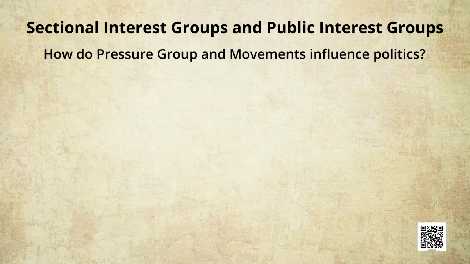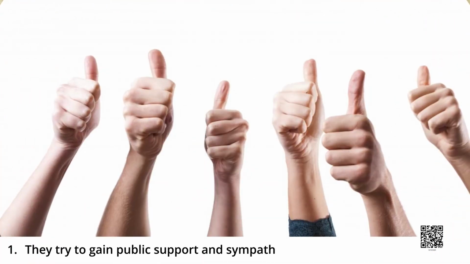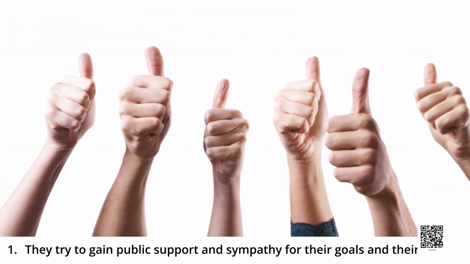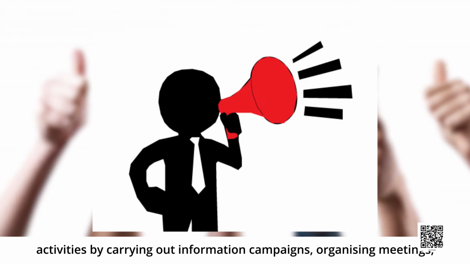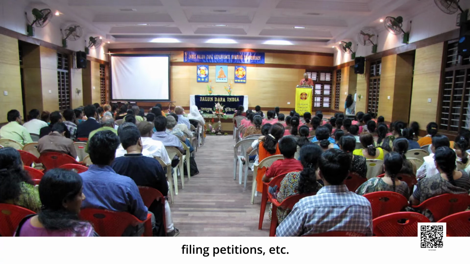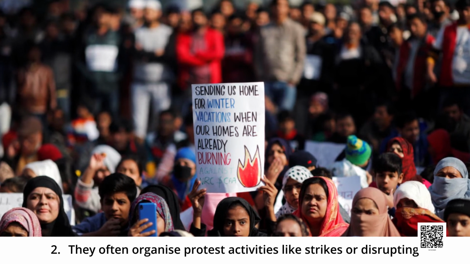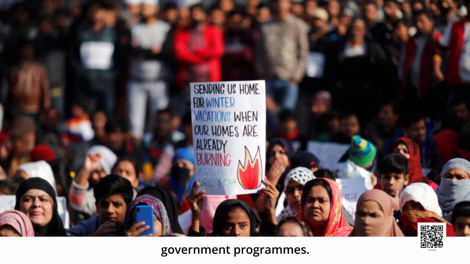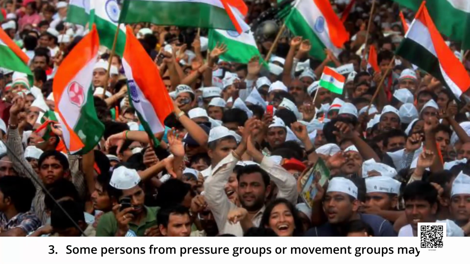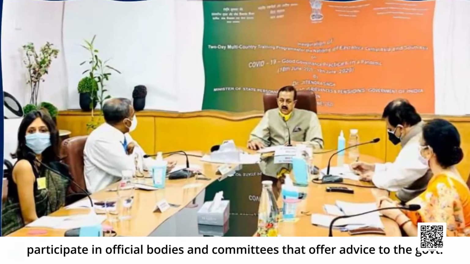So, how do pressure groups and movements influence politics? They exert influence on politics in a variety of ways. First and foremost, they try to gain public support and sympathy for their goals and their activities by carrying out information campaigns, organizing meetings, filing petitions, etc. Then they often organize protest activities like strikes or disrupting government programs. Last but not the least, some persons from pressure groups or movement groups may participate in official bodies and committees that offer advice to the government.